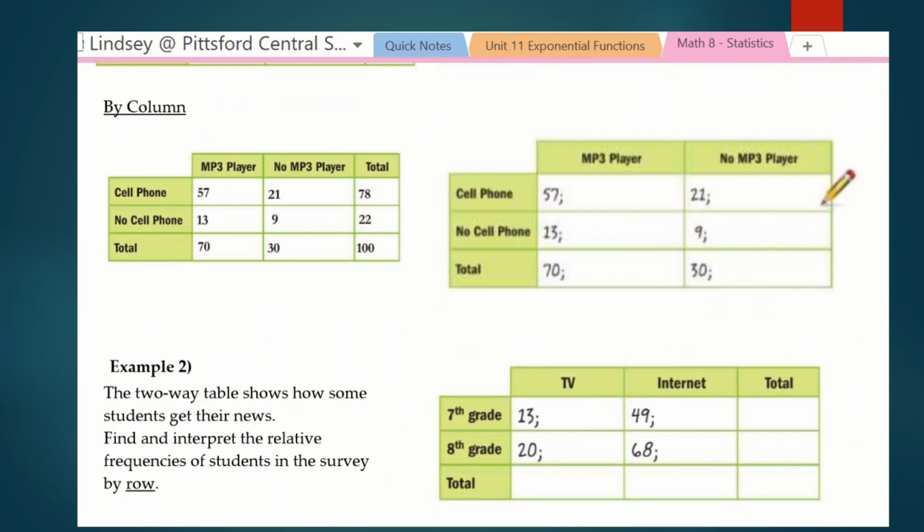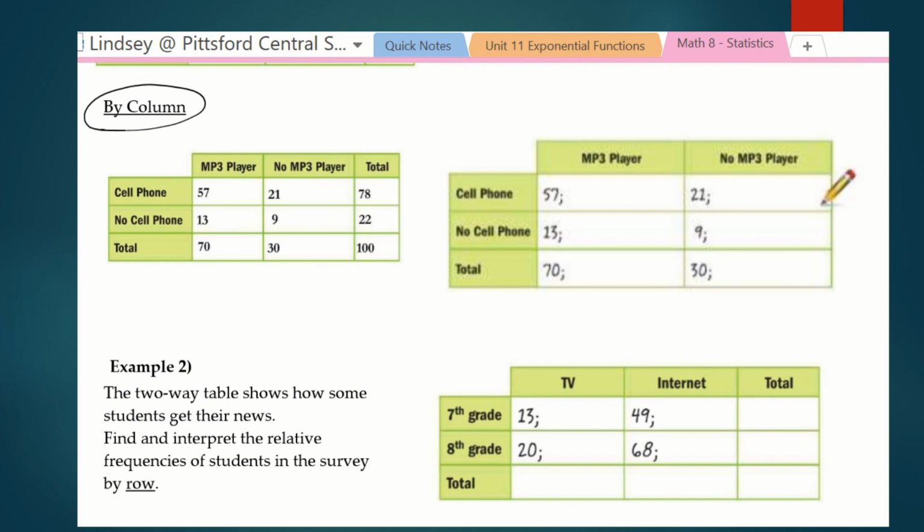So now we're going to find the relative frequency by column. We'll make sure to let you know how we want you to find the relative frequency, by row or column. So in this case, we're going to look at column. So we're looking at the total number of kids now that own an MP3 player versus the total number of kids that do not own an MP3 player. So let's start with the total number of kids that do own an MP3 player. This one's already filled in for you a little bit.